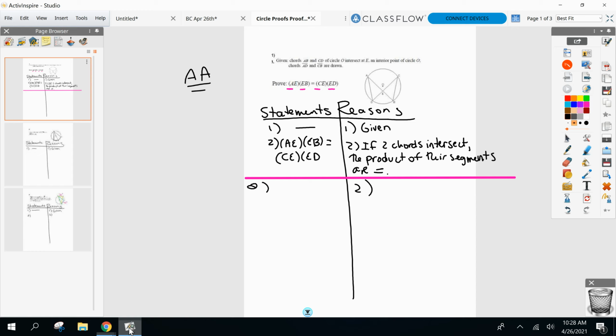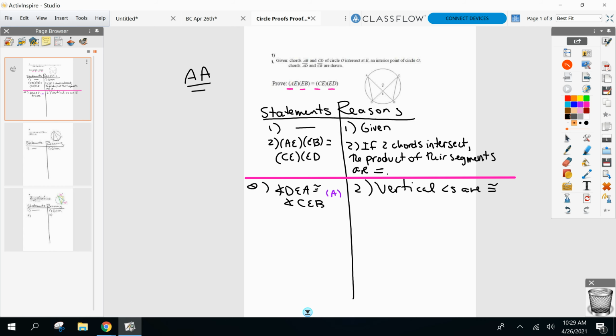Ellie, you got a pair? Angle DEA is congruent to angle CEB because vertical angles are congruent. Okay, there's one pair right there. The vertical angles, angle DEA and angle CEB.